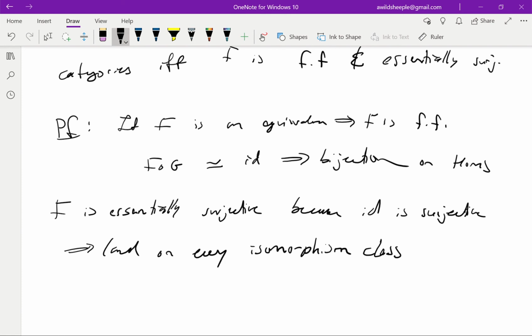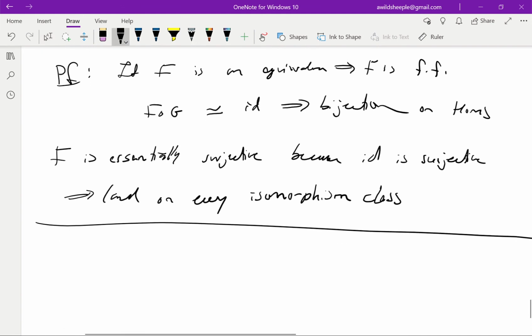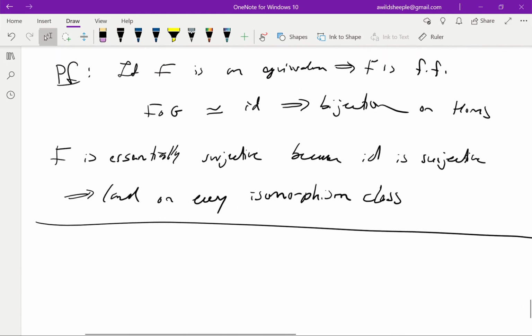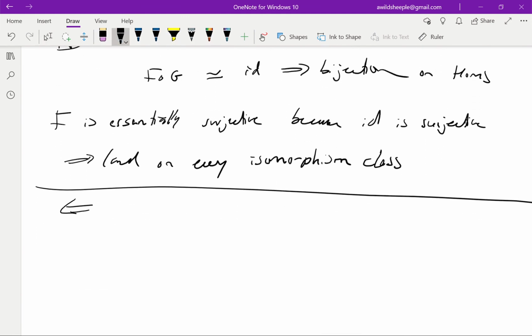Which is sort of all it takes to be essentially surjective. Okay, so that handles the forward direction. Now we have to do the backwards direction, and this is a pinch harder, but not so bad. Let's maybe label this forwards. Now let's do backwards.